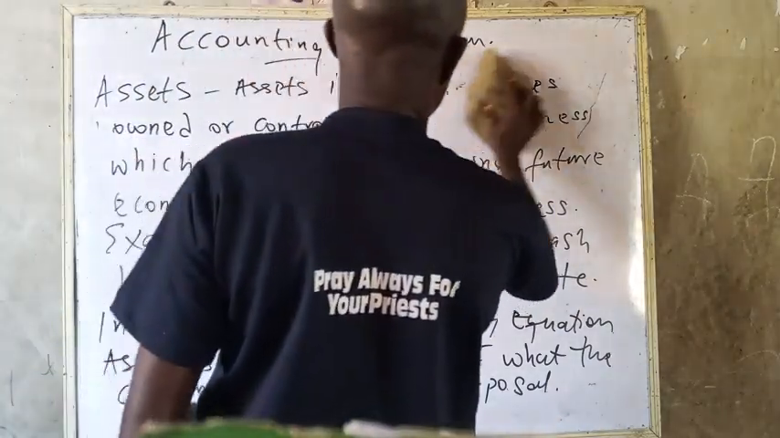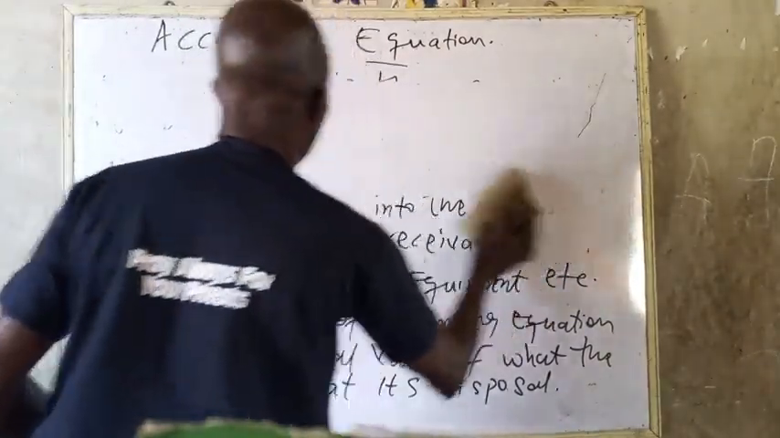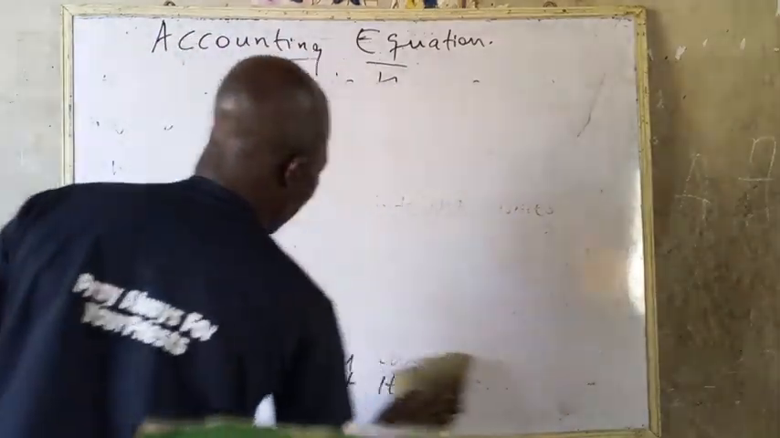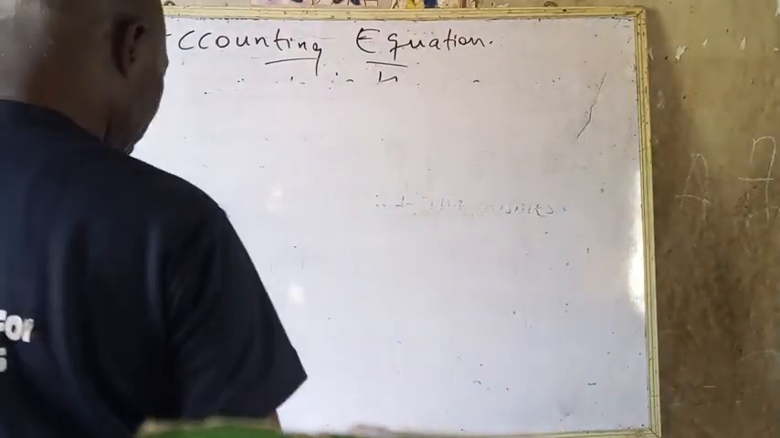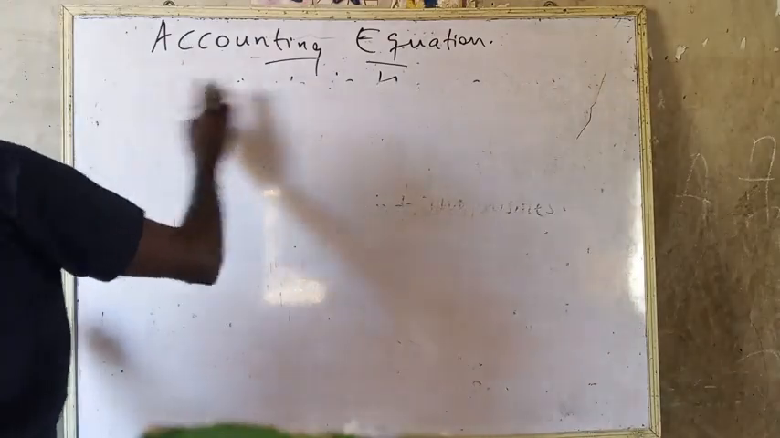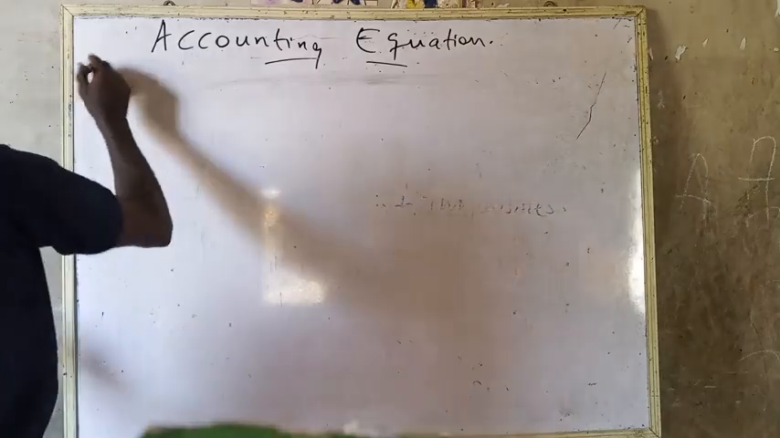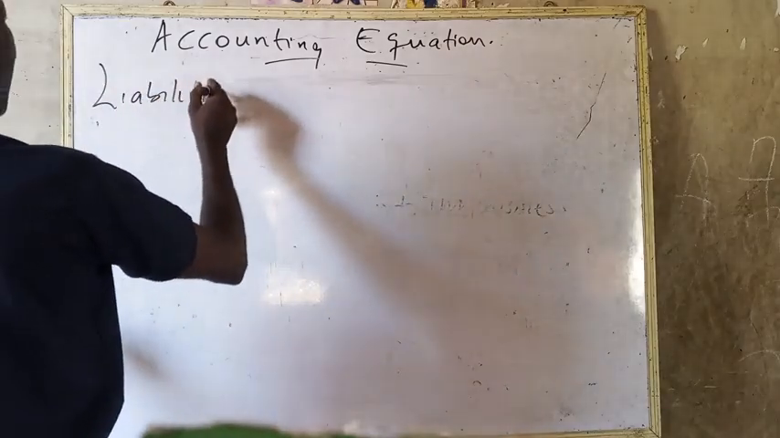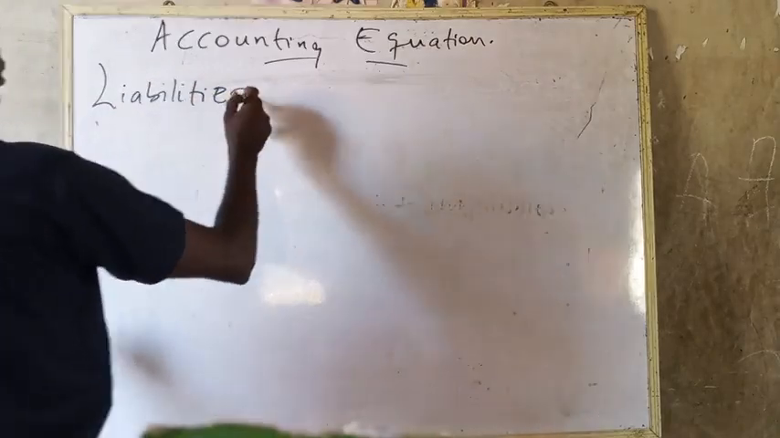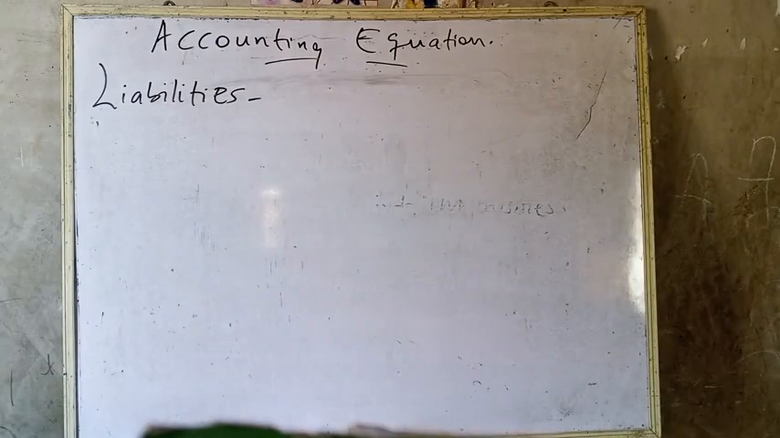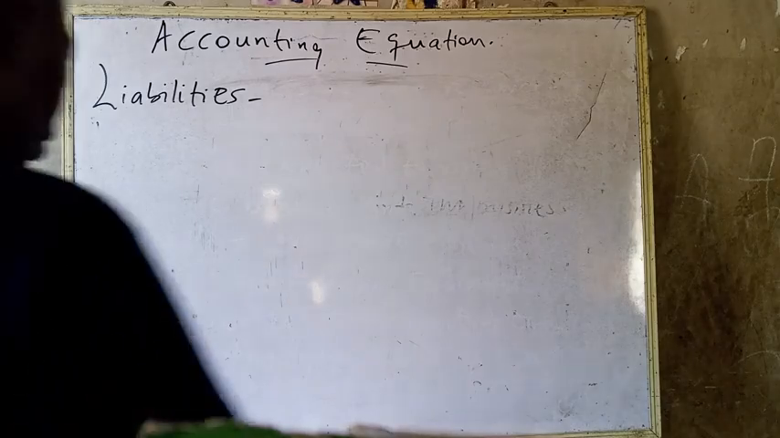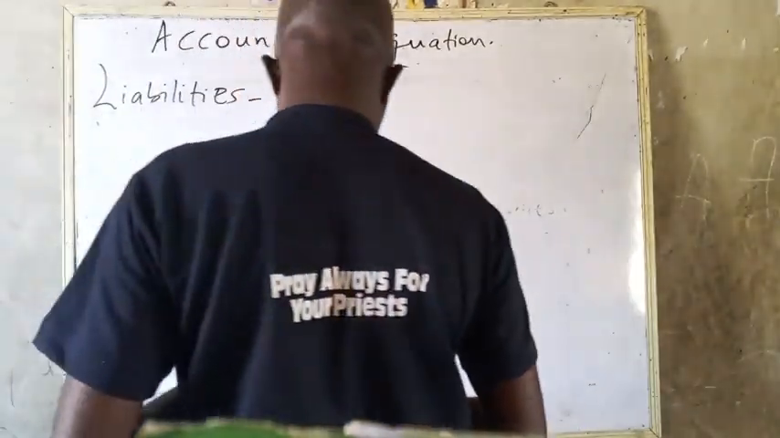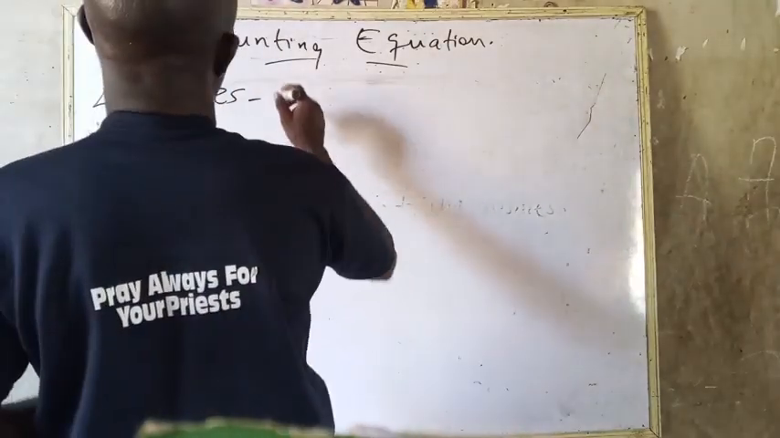Let's go to liabilities. Liabilities are debt obligations that a business owes to outside parties.